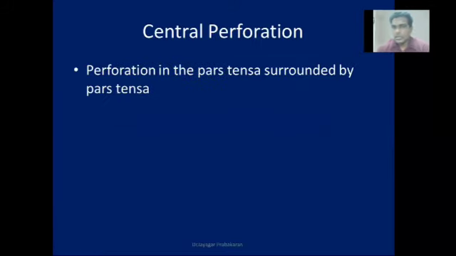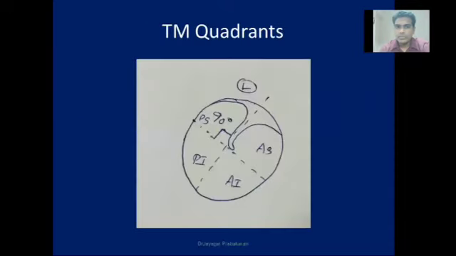So moving on to the central perforation. What is central perforation? It will be asked in viva. So this is a simple definition. It is a perforation in the pars tensa surrounded by pars tensa. So any type of perforation that is obeying this clause becomes a central perforation. The perforation should be in the pars tensa and also surrounded by a layer of pars tensa.